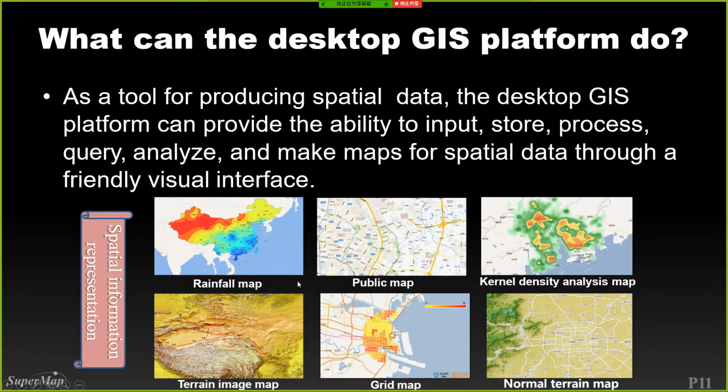Okay, next, after we process the data, iDesktop also supports the use of various ways to display the spatial data, such as we can use the rainfall map to display the rainfall, and we can use the terrain image map to display the characteristics of the terrain, and so many maps to display the spatial data information.